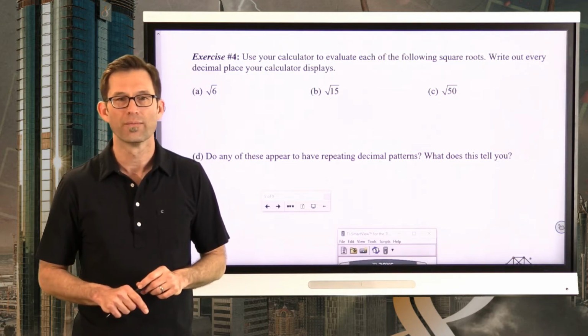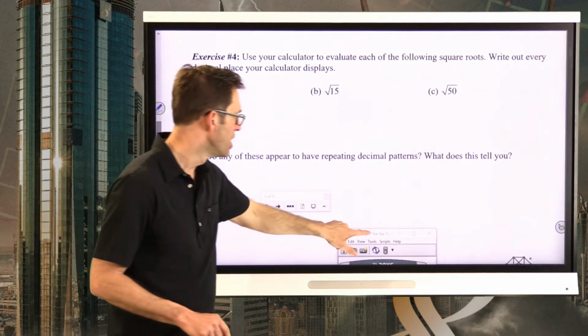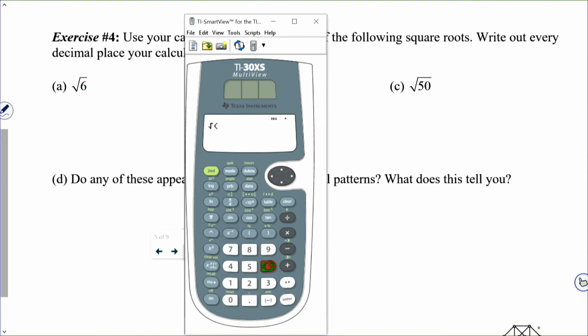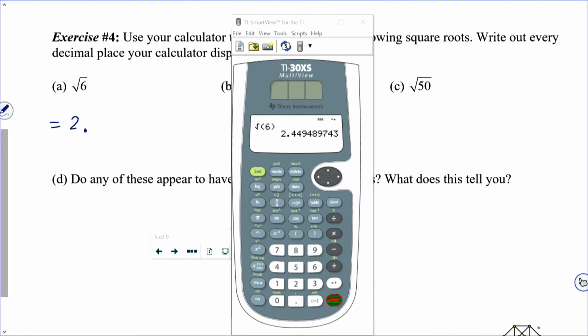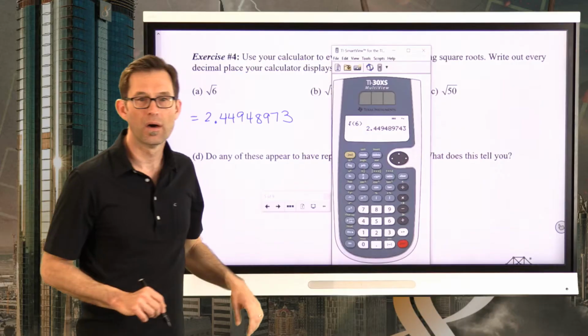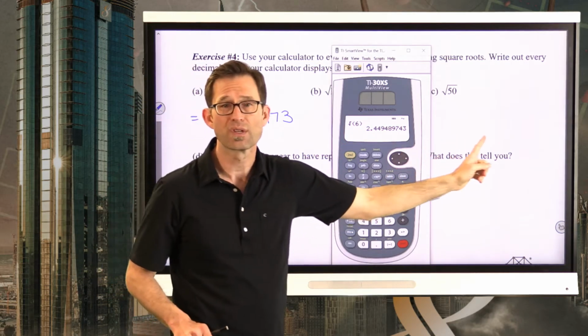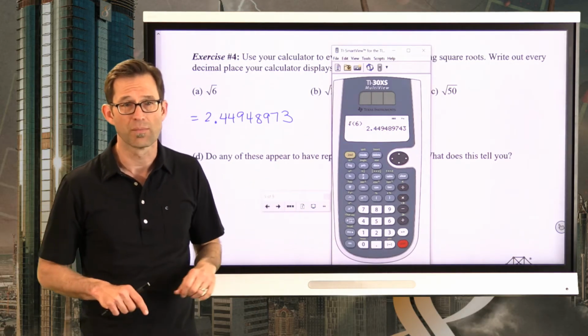Let's take a look at exercise number 4. Use your calculator to evaluate each of the following square roots. Write out every decimal place your calculator displays. All right, so for instance, let's do the square root of 6 together. Clear this out. The square root of 6, enter, and that's going to be equal to 2.44948973. Now again, I want you to keep in mind that I'm not in any way claiming, nor is the calculator, that the decimal just terminates there. It actually continues to go on and on and on, all right? It's just that the calculator screen is finite in width and simply stops.